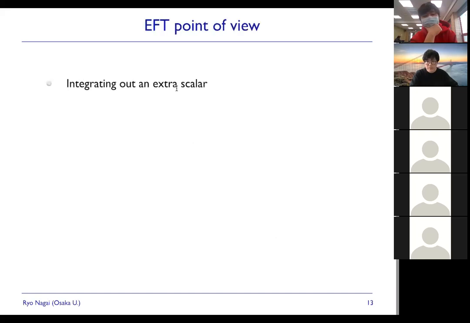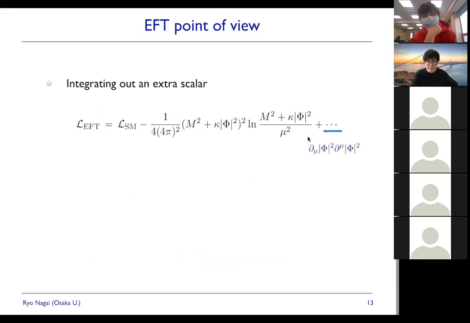Then, integrating out the new scalar, we obtain the following effective operator like this. So actually we also obtain an operator containing the derivative, but this operator becomes a subdominant contribution to the kappa 3 deviation, so I neglect it. I only focus on the Higgs potential contribution. And it should be noted that the new physics effect is encoded in the following logarithmic form, the so-called Coleman-Weinberg correction. So this is the effective operator of this case.